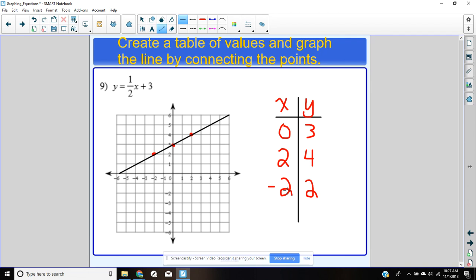Your homework tonight is to pick any two other equations to graph. One of them has to be a fraction for your homework.